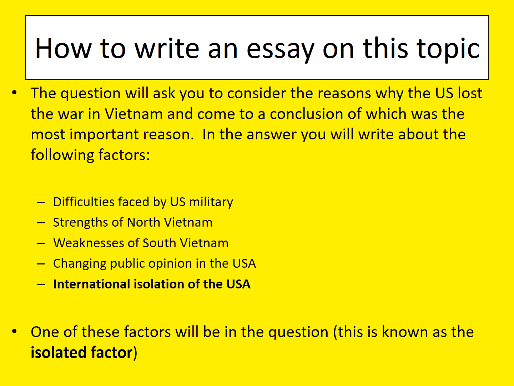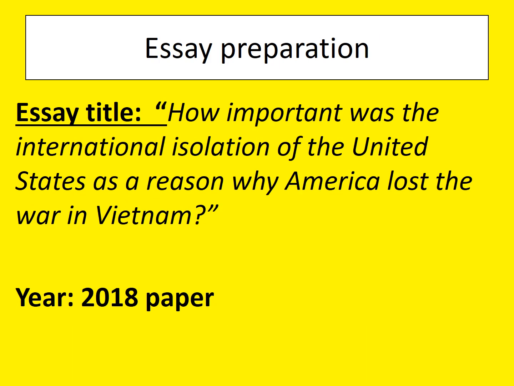Now, one of these factors will be in the question, so this is known as an isolated factor question. The reason that international isolation of the USA is in bold is because that is the factor in the question that you're going to be answering. So your essay title, this is from the 2018 paper, what you're going to answer is how important was the international isolation of the United States as a reason why America lost the war in Vietnam. Obviously international isolation is in the question, so you need to discuss that factor.